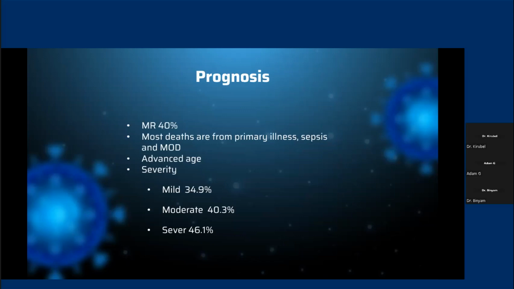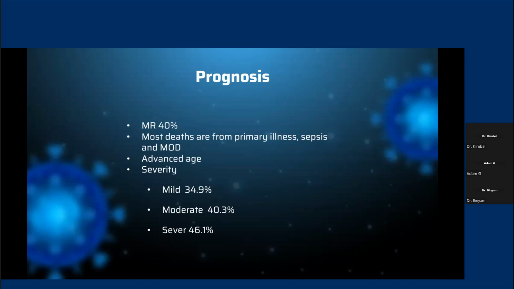Coming to the prognosis, ARDS patients have a mortality of 40%. Previously, it used to be around 80% in the 80s, but gradually, with understanding of the pathophysiology and modern management techniques, it has been decreasing. Now it is 40%. And most deaths are caused by the primary illness, as we discussed.